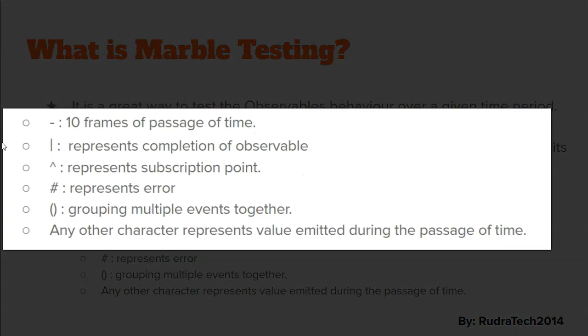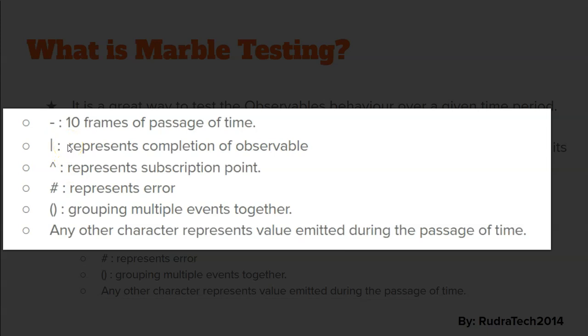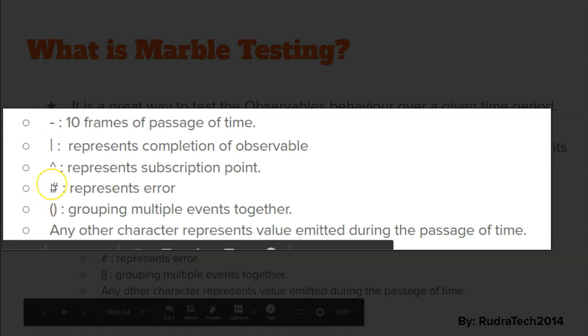So here is a list of those syntaxes. The first one is the dash, which represents 10 frames of passage of time, or 10 milliseconds. Then there is the pipe symbol. This represents the completion of the observable. Then there is the caret symbol. This represents the subscription point, which is necessarily used for hot observables. Then there is the hash symbol. This hash symbol represents the error.